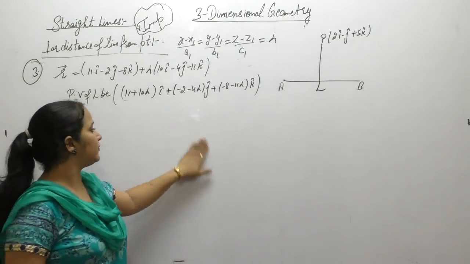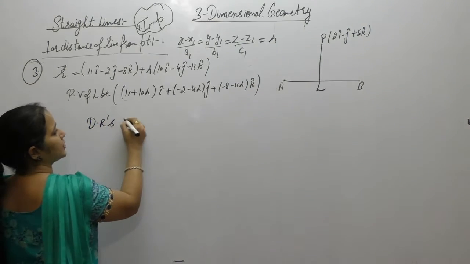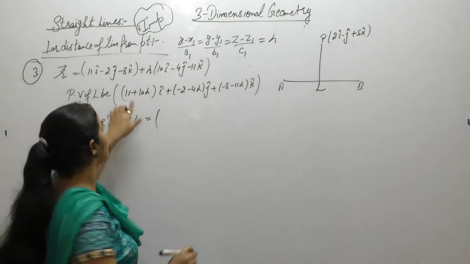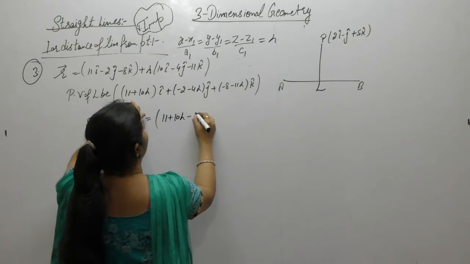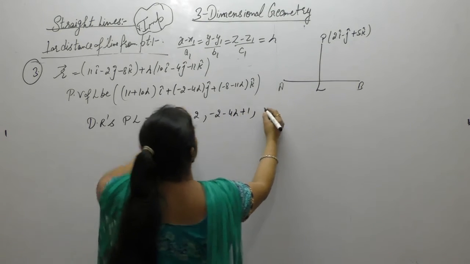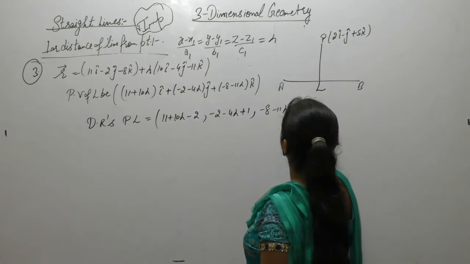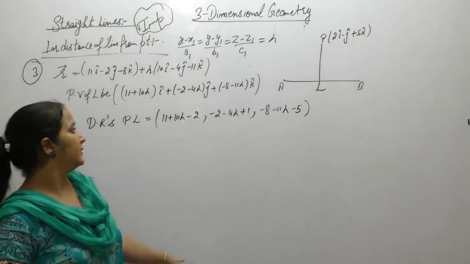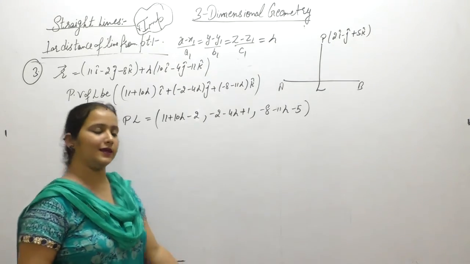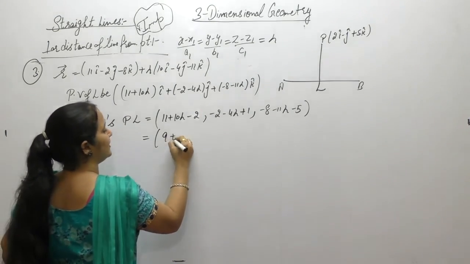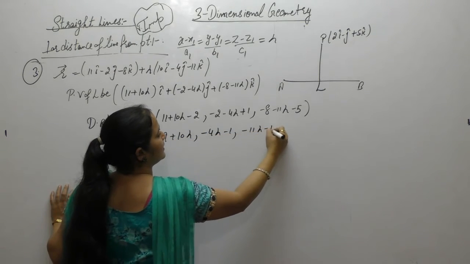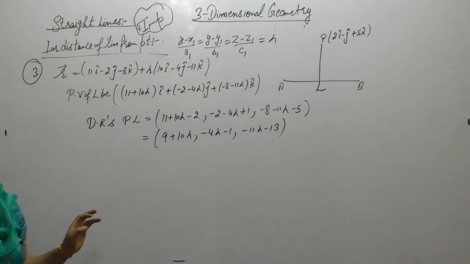Now what we have to do is find the direction ratios proportional to PL. The direction ratios of PL are proportional to 11 plus 10 lambda minus 2, and in the coordinates of k. So what we get? 11 minus 2, 9 plus 10 lambda, minus 4 lambda minus 1, minus 11 lambda minus 13.